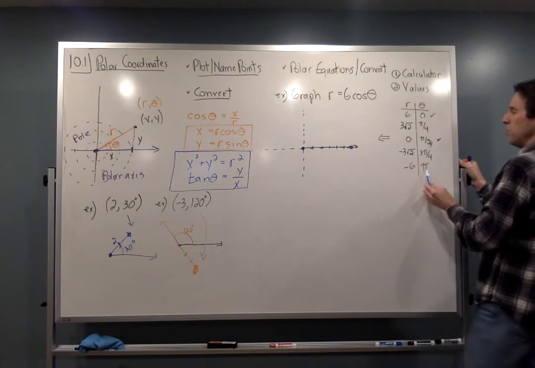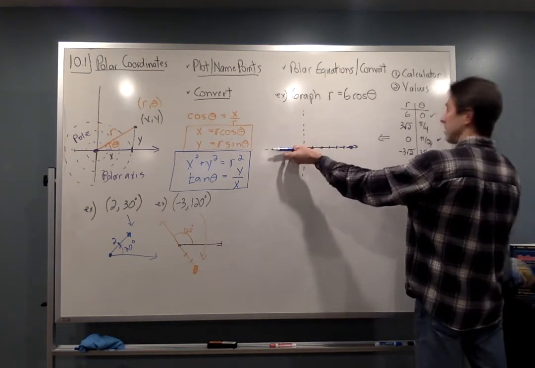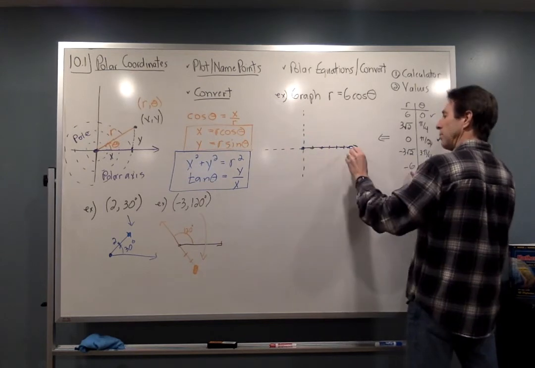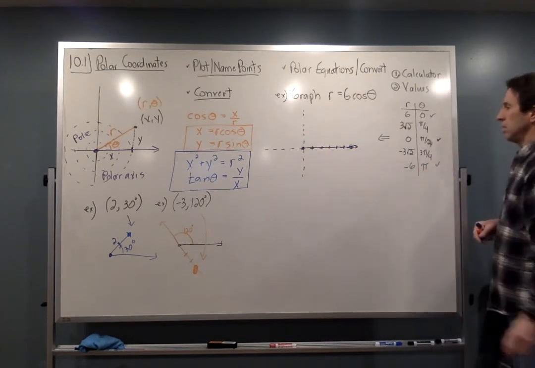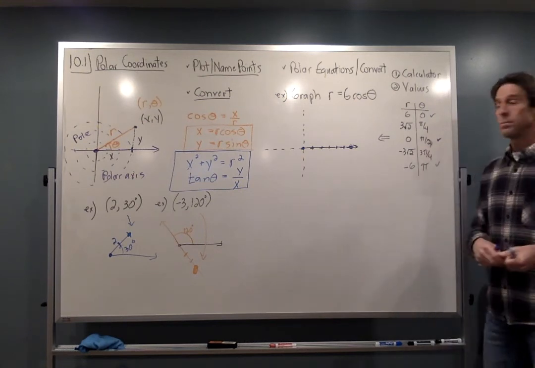Let's go to this one. I move pi, rotate pi degrees, and then now I go back 6. That means I go this way 6. Well, I'm just back here. So these 3 points, 2 of which are the same, doesn't give me a lot.